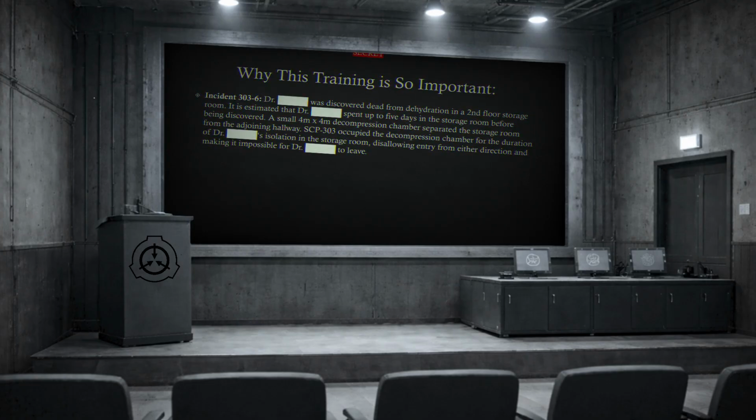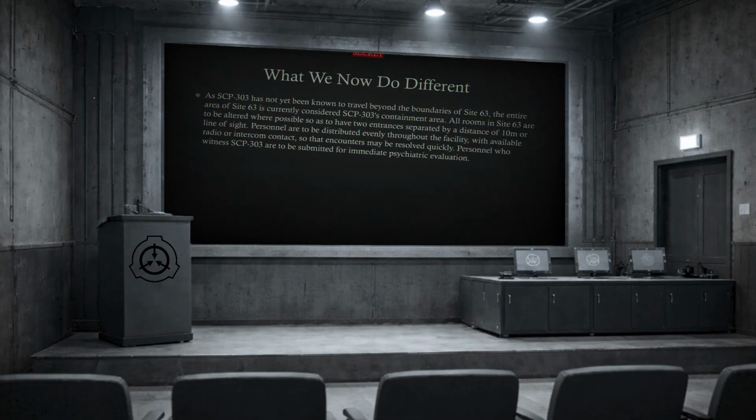We want to avoid any other casualties happening, so we take actions such as: SCP-303 has not yet been known to travel beyond the boundaries of Site-63, so the entire area of Site-63 is currently considered SCP-303's containment area. All rooms in Site-63 are to be altered where possible, so as to have 2 entrances separated by a distance of 10 meters or line of sight.